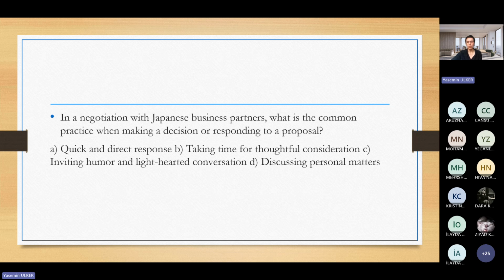Okay. Now, let's go back to our question. In negotiation with a Japanese business partner, what is common practice when making a decision or responding to a proposal? Now, let's come back. Japan. C and D, definitely no. We all agree. Quick and direct response? Not really. Taking time for thoughtful consideration. B.